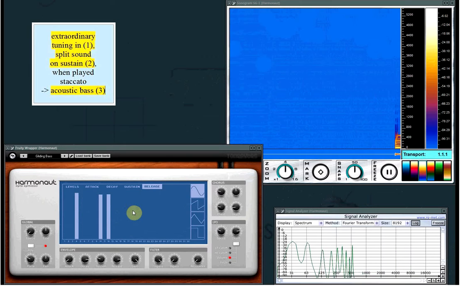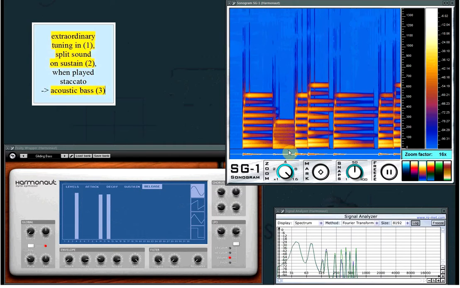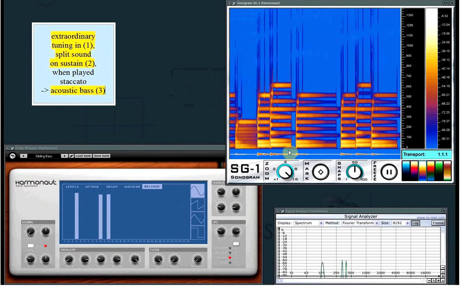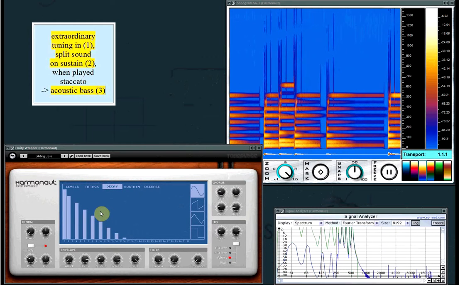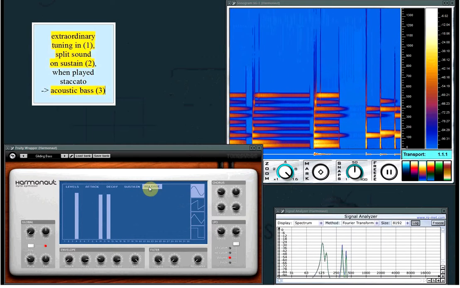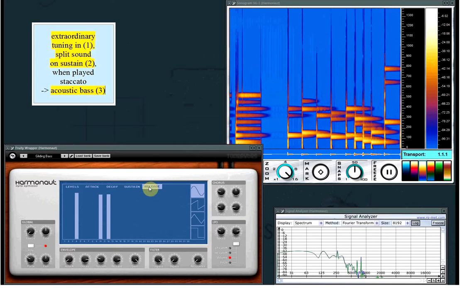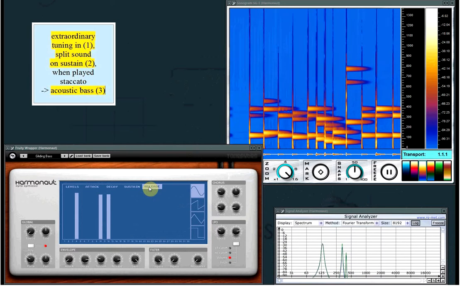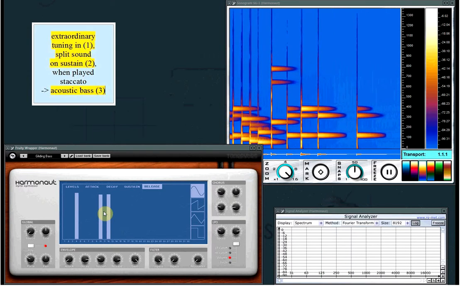At first, legato. Long tuning in, a lot of levels to be tuned in. Now staccato. You see only these ones are to be heard.